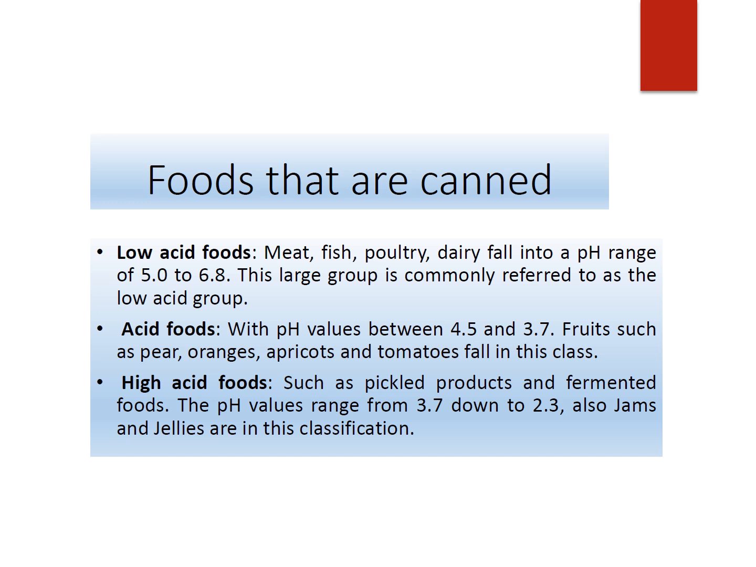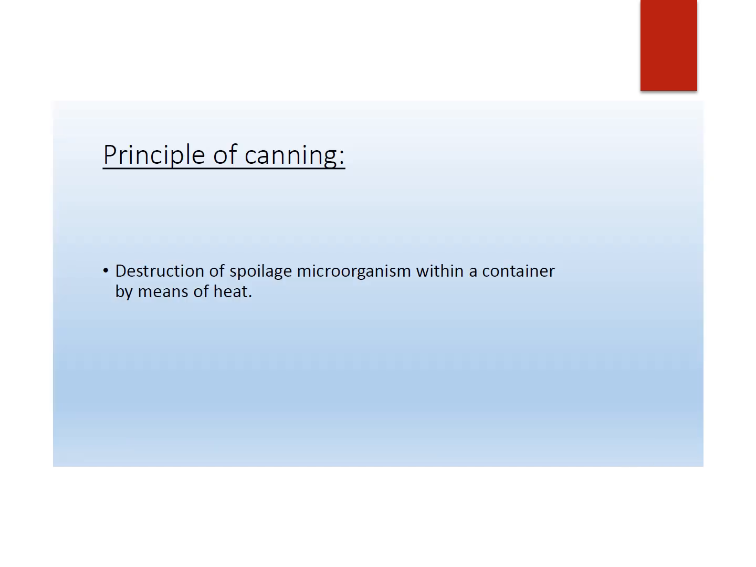High acid foods such as pickled products and fermented foods have pH values ranging from 3.7 down to 2.3. Also, jams and jellies are in these classifications. Principle of canning: destruction of spoilage microorganisms within the container by means of heat.